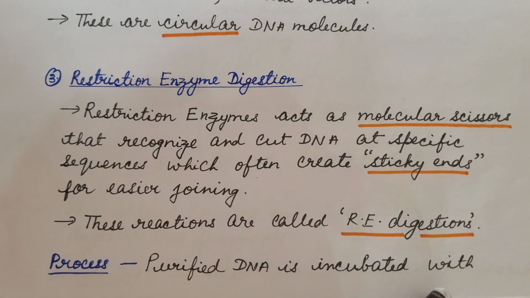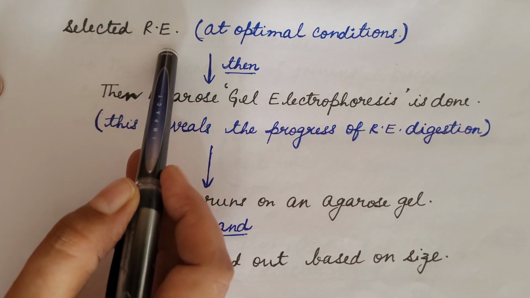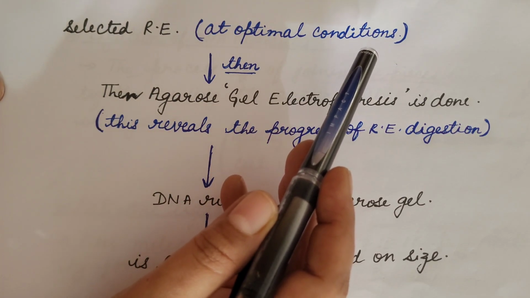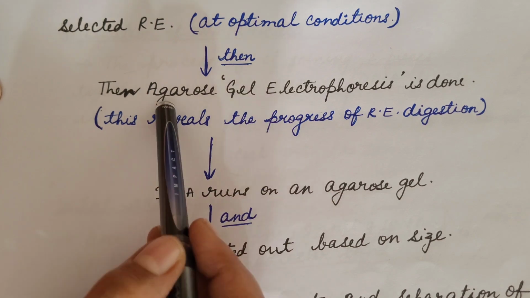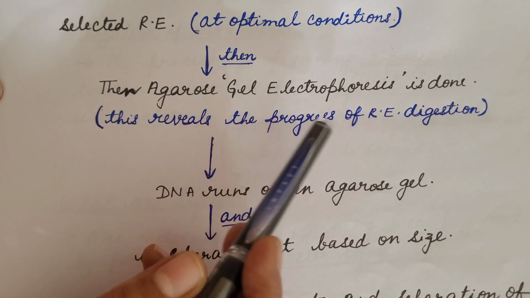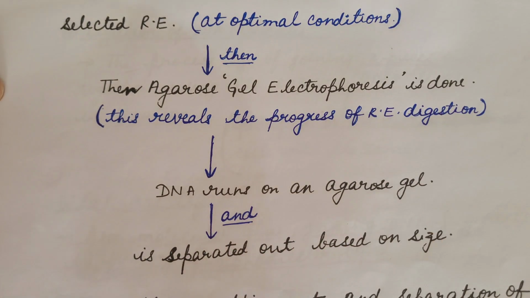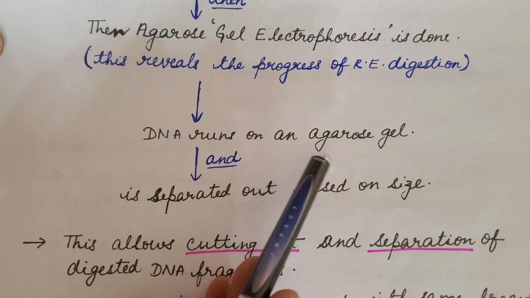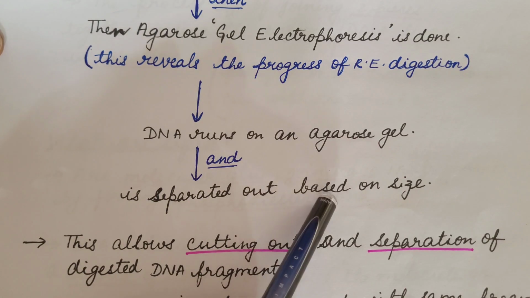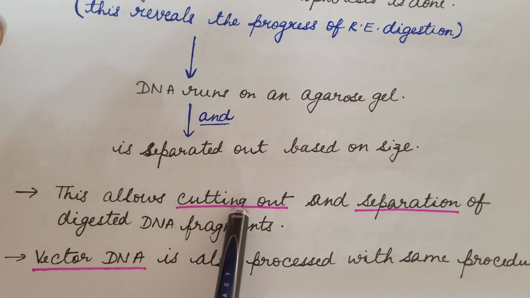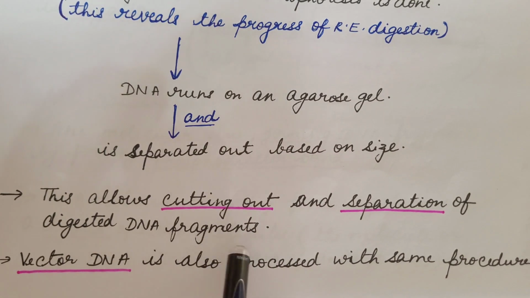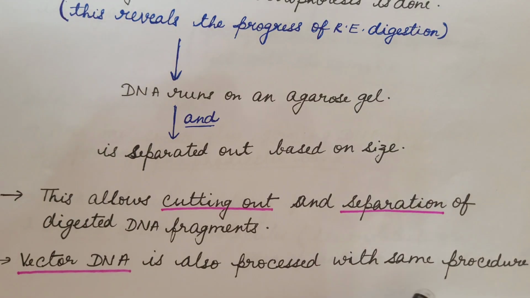Purified DNA is incubated with the selected restriction enzyme at optimal conditions for that specific enzyme. Then agarose gel electrophoresis is done, and this reveals the progress of restriction enzyme digestion. DNA runs on an agarose gel and is separated out based on size. This allows cutting out and separation of digested DNA fragments. Vector DNA is also processed with the same procedure.